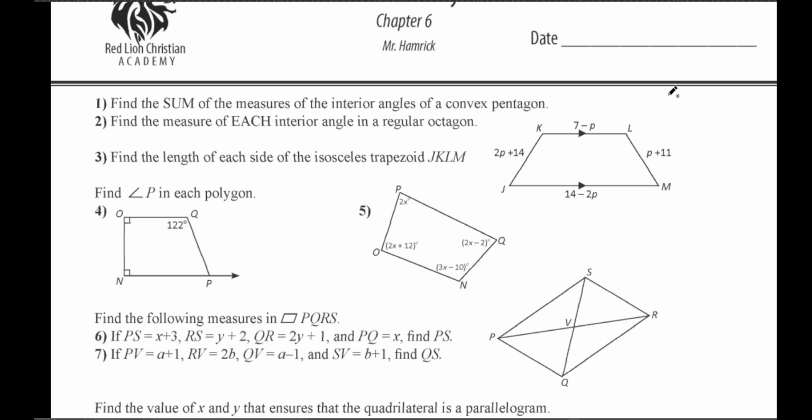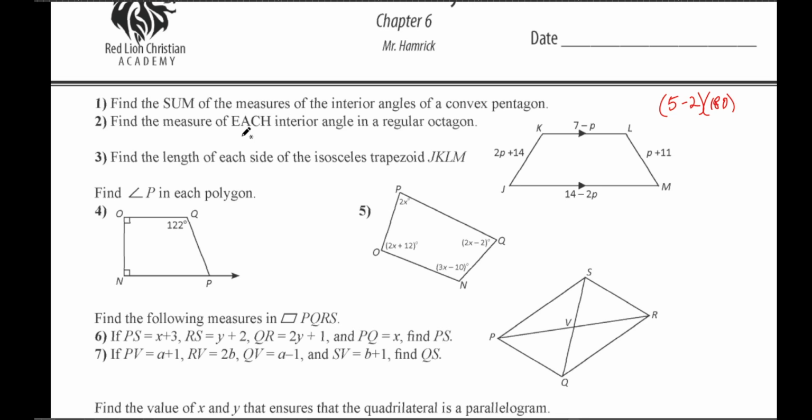So if I have a pentagon, how many sides is that? 5 sides. Okay, so what do I do to that 5? I go 5 minus 2, times 180, not 360, times 180. All right, so that'll find the sum of all the angles. So it's 3 times 180, whatever that is. Okay, you can do the math.